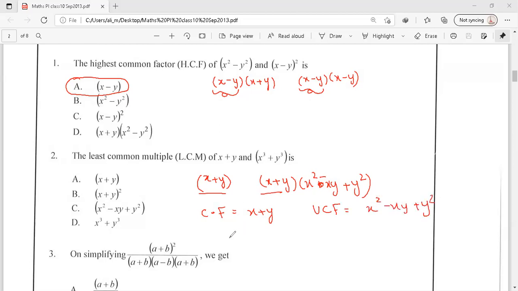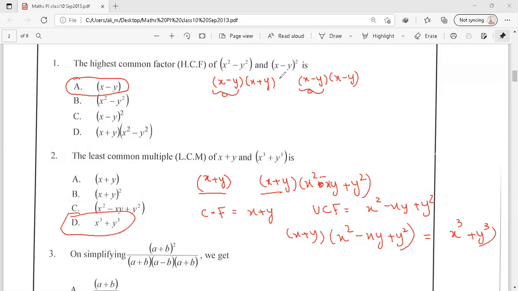So LCM is common factor multiplied by the uncommon factor. So common factor is x plus y and uncommon factor is x square minus xy plus y square. So the LCM would become x cube plus y cube. So the correct answer in this question number 2 is option D.